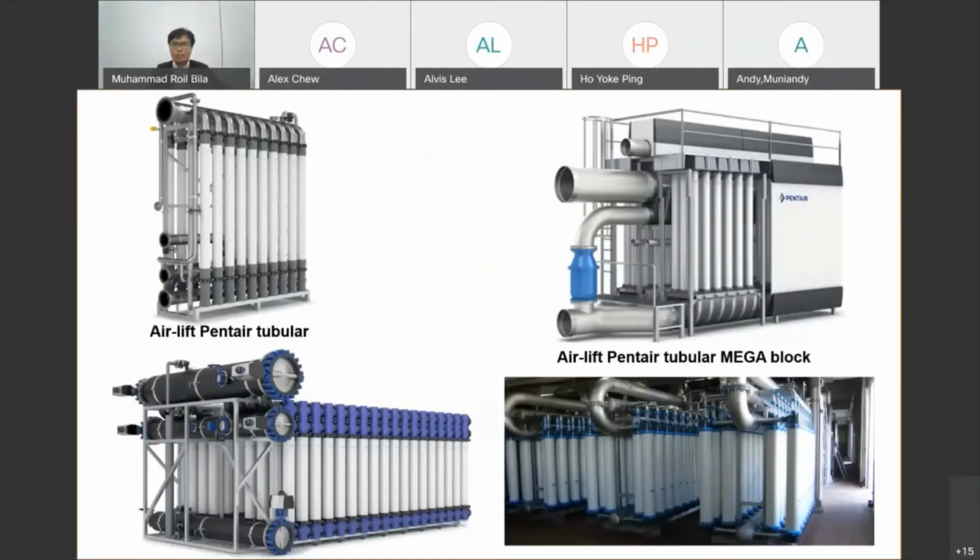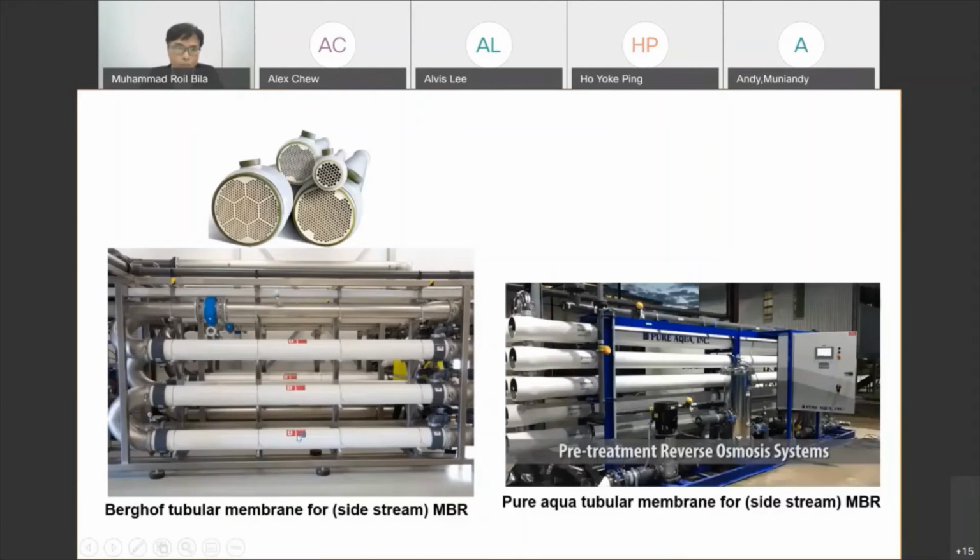Okay, then these are some, to give you an idea about the external configuration with tubular membrane. You have an airlift penta-tubular. They call it a mega block, a large block. You have this big installation. We also have the one from Berghof, tubular membrane, also from Pure Aqua. So this looks like a reverse osmosis element, but actually it is an MBR for treatment of a reverse osmosis process.